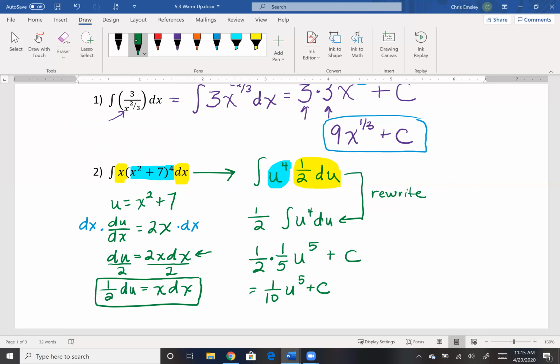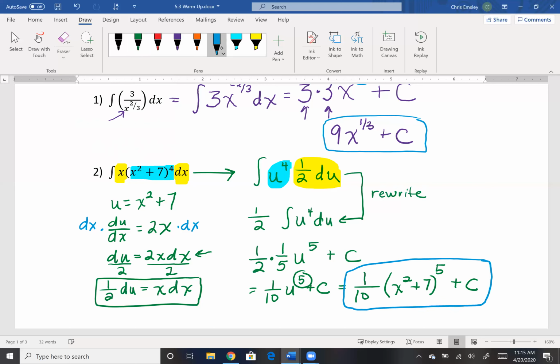We don't want our final answer to have u's in it. We want to go back to our x's. So we do our back substitution. u is equivalent to x squared plus 7. That is still raised to the 5th power plus our constant. That would be our final answer for number 2. Any questions along the way there?